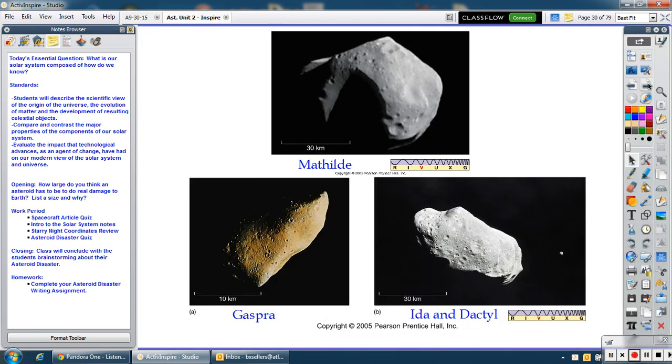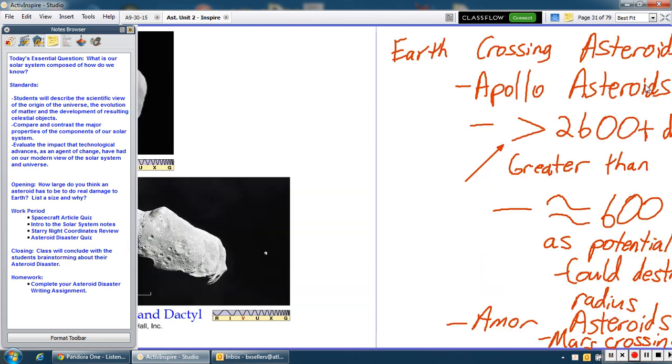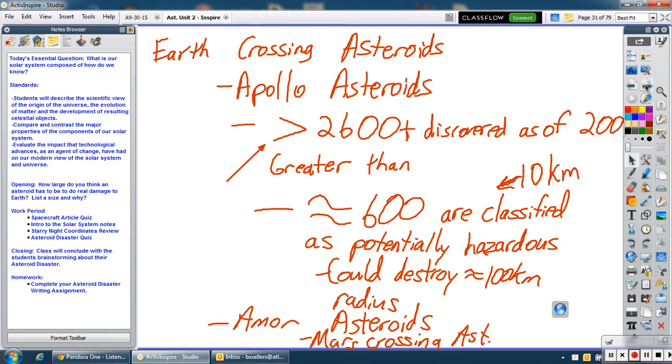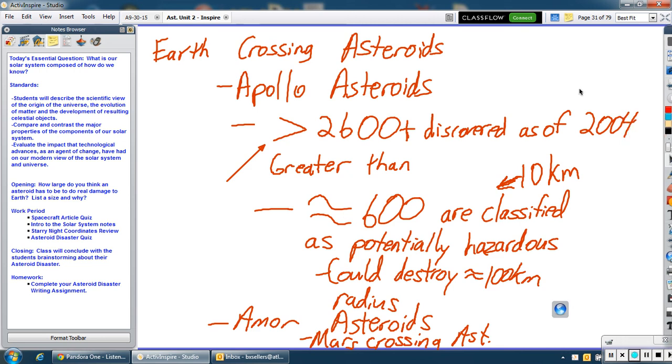A couple examples of some asteroids. Now, Earth has some asteroids that cross its orbit. These asteroids are identified as Apollo asteroids. There's a lot of them, 2,600 or so, and that's as of 2004. So it's probably more of them have been identified since, but it's around that number. About 600 of them are classified as potentially hazardous, which means they're 10 kilometers or larger in size.